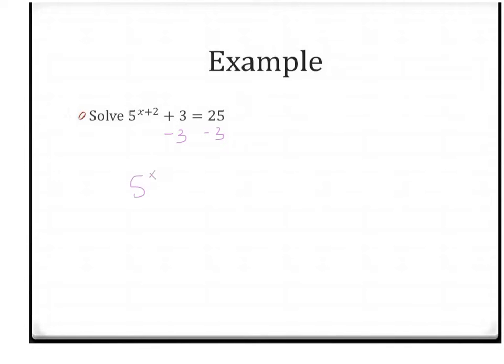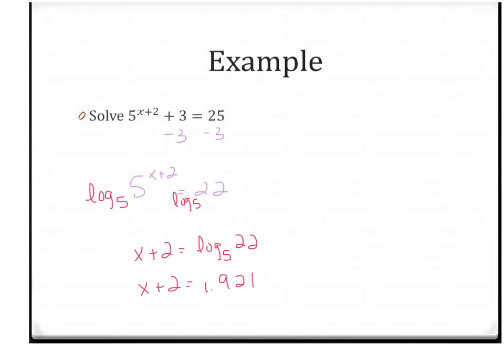So 5 to the x plus 2 equals 22. And then I want to do log base 5 on each side. So in this case, you do get x plus 2 equals log base 5 of 22. And to go ahead and compute that, log of 22 divided by log of 5, that side becomes 1.921, and then we'll subtract the 2 from both sides, and we get negative 0.079.